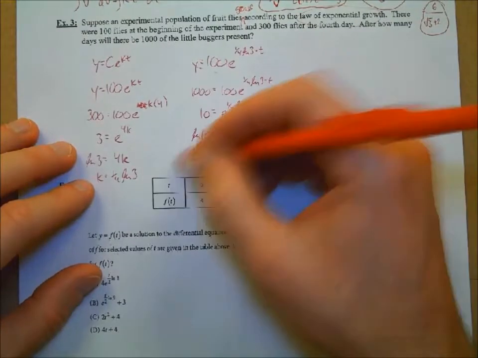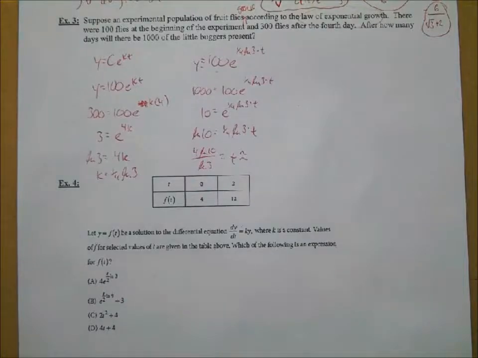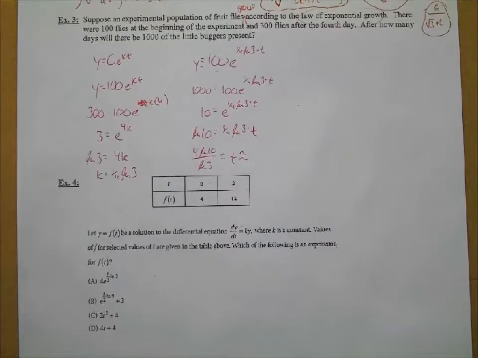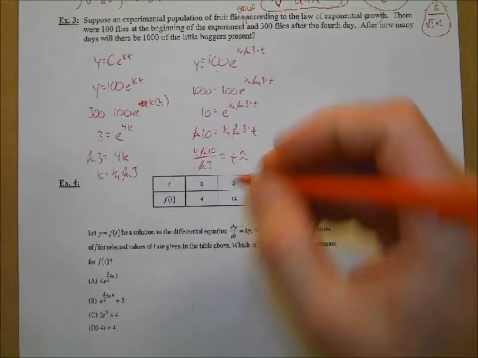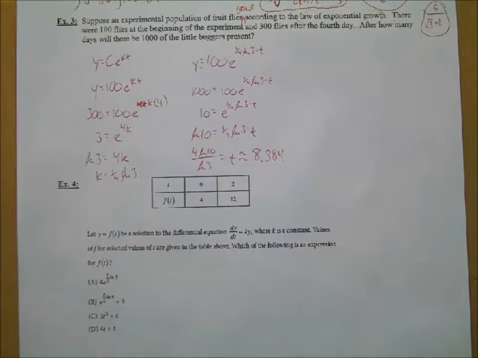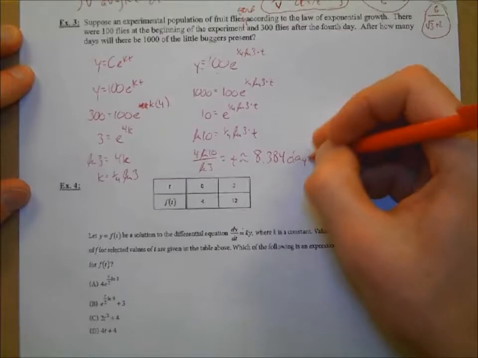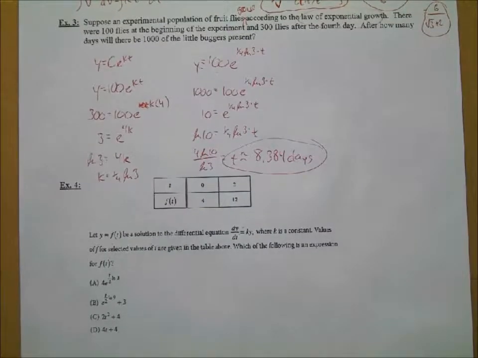So that's our value. Of course, we want to get a more precise value. You can type that into our calculator, and you should end up with approximately 8.384. Okay, and that's days.